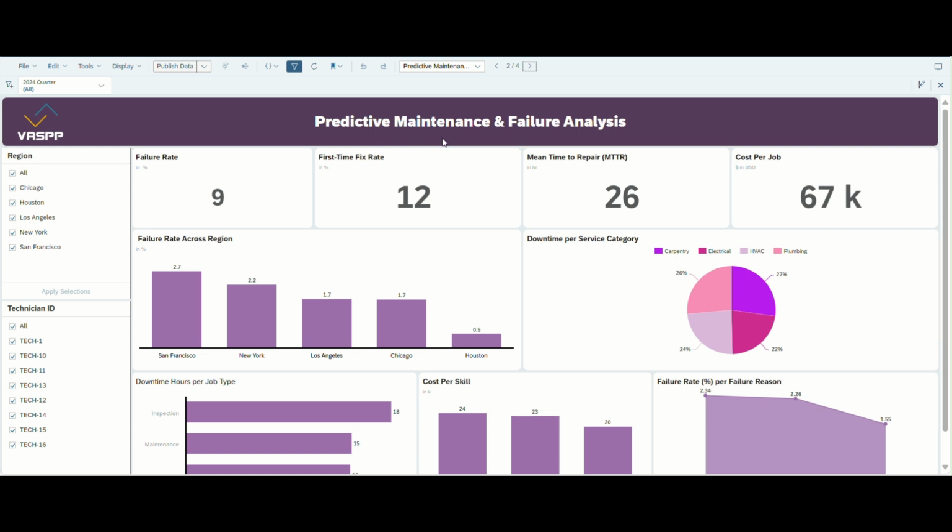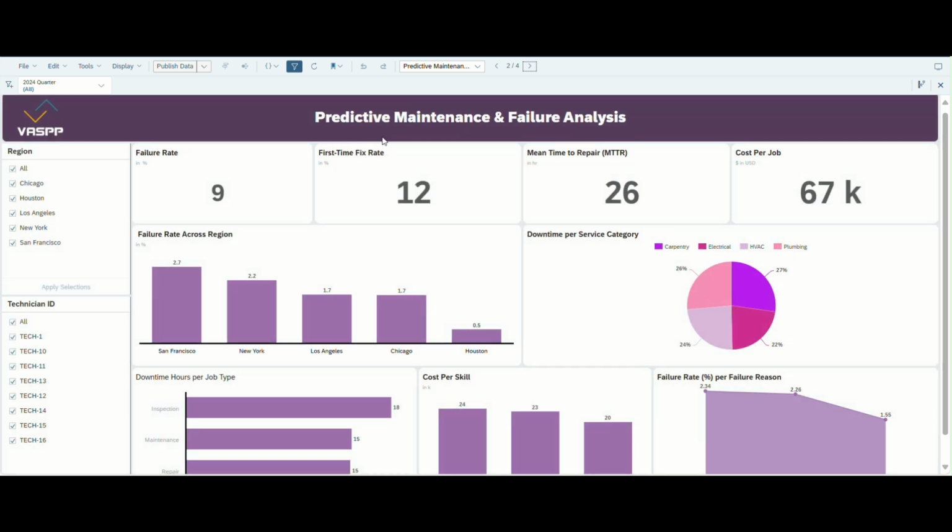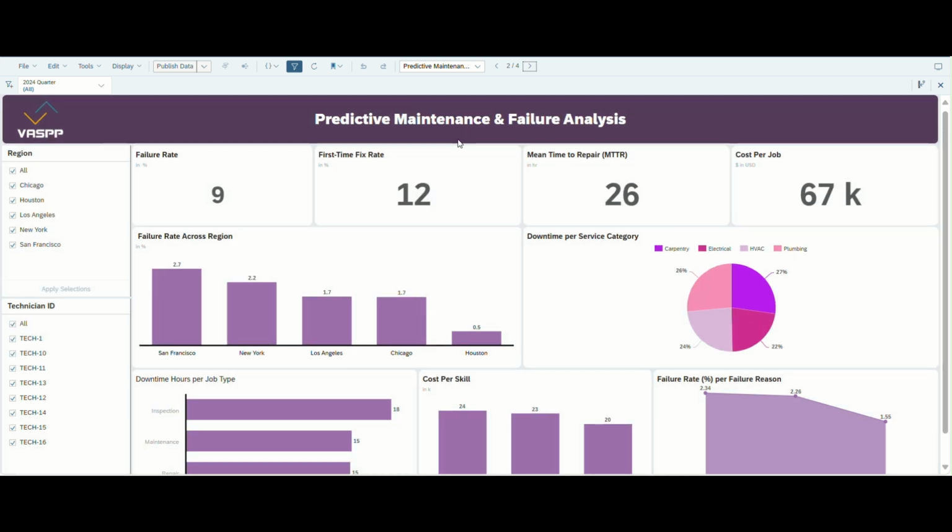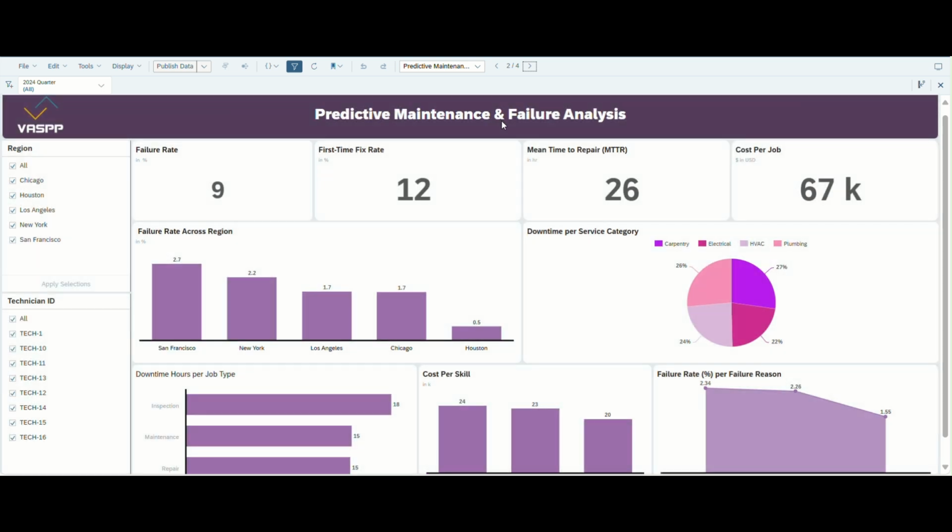Welcome to the second key section of our Field Service Intelligence Suite, Predictive Maintenance and Failure Analysis. This is where operations gain foresight. This is where we answer the question, are we fixing problems before they disrupt, or reacting too late? At the top, we begin with your 4 critical KPIs.